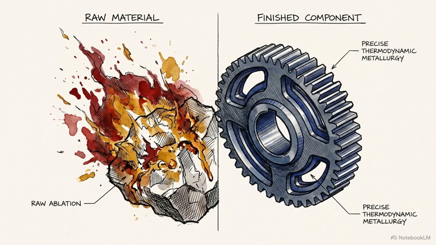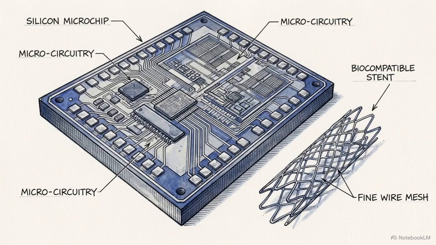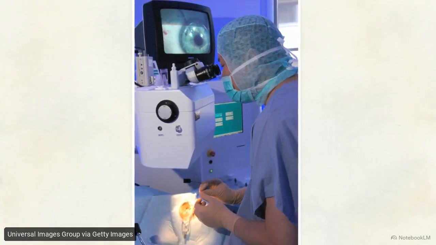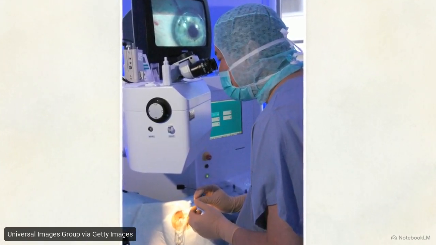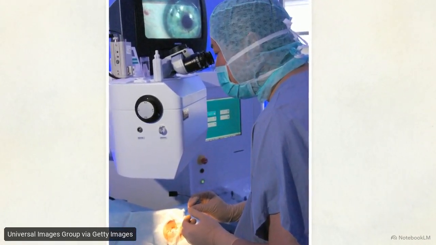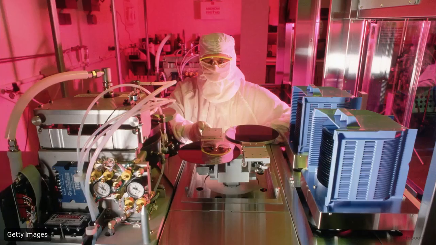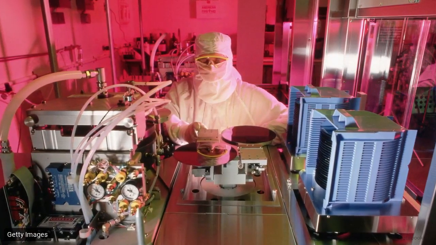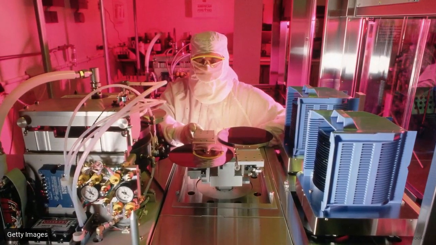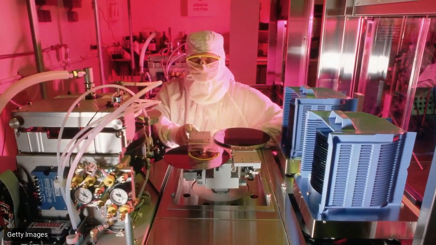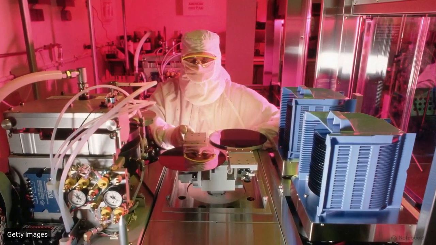thermodynamic metallurgy. High-precision manufacturing often encounters a limit where even minimal heat becomes destructive, specifically in medical implants or microchip fabrication. Excimer lasers operate in the deep ultraviolet spectrum, using high-energy photons to break chemical bonds directly. This allows for cold ablation, where the material vaporizes without conducting heat into the surrounding lattice. These systems project immense pulse energies through optical masks. This projection method allows semiconductor manufacturers to etch millions of microscopic features across a wafer simultaneously.